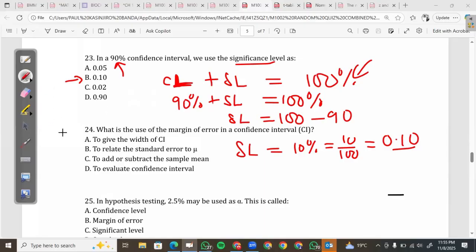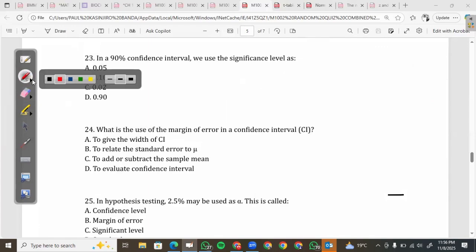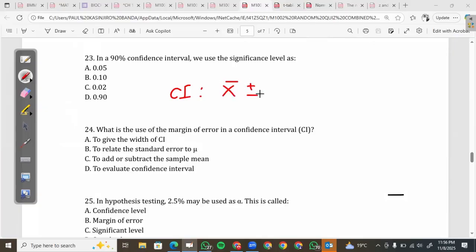All right, and then 24, what is the use of the margin of error in a confidence interval? I'll just write one formula for the confidence interval about the mean: x bar plus or minus z alpha over 2, multiplied by s over root of n. When I was teaching this in the tutorial sheet, I said this part here is what we call the standard error.